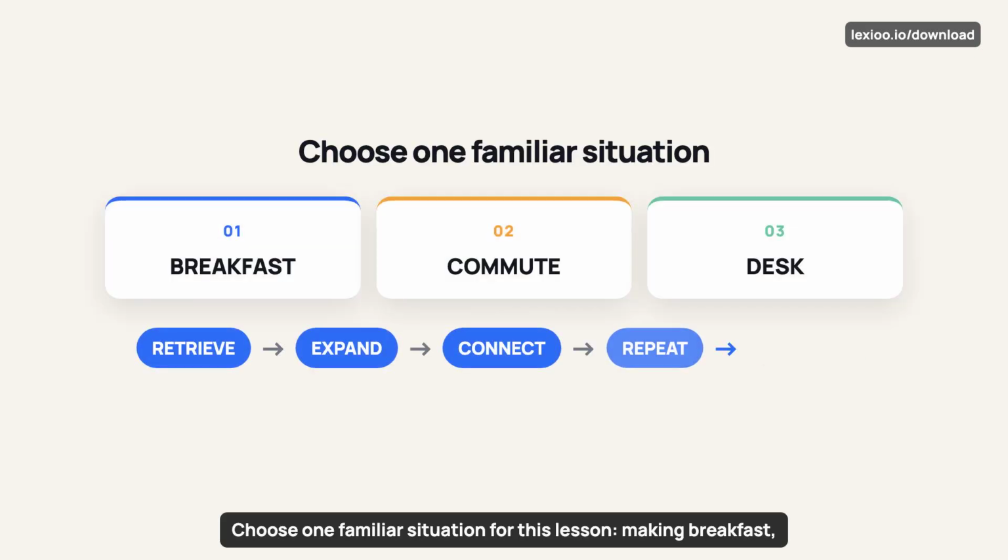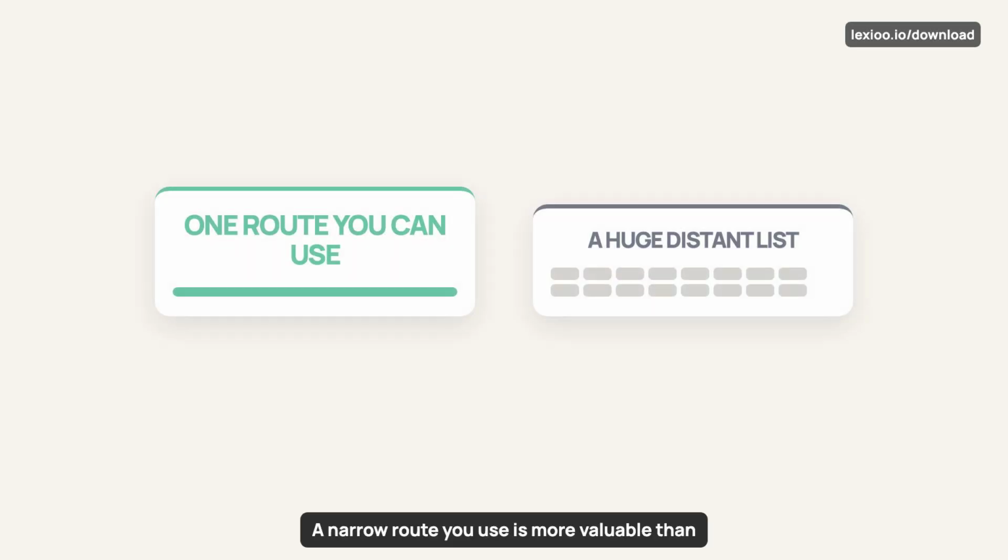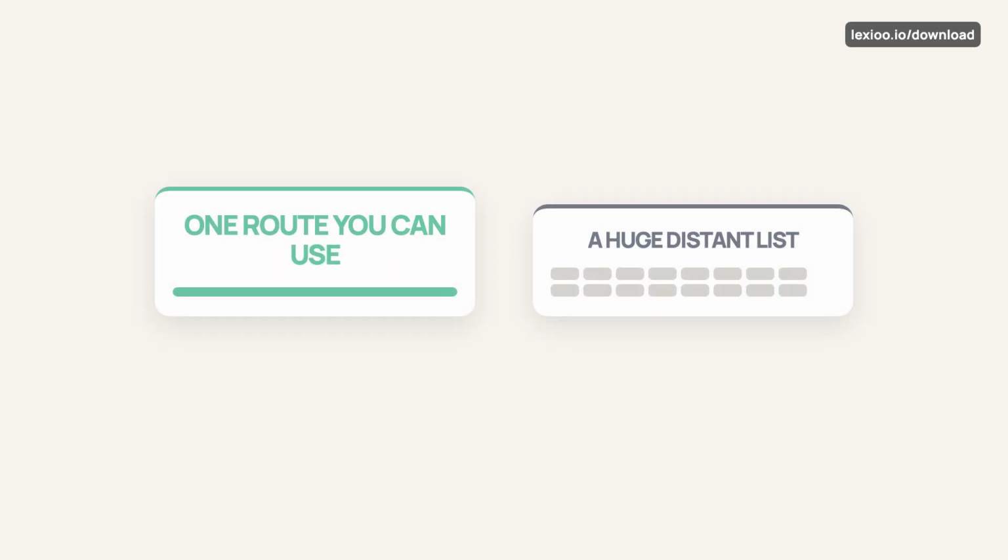Choose one familiar situation for this lesson: making breakfast, traveling to work, or sitting at your desk. Keep that one scene in mind. We will use 5 steps: retrieve, expand, connect, repeat, and transfer. A narrow route you use is more valuable than a huge vocabulary list you cannot reach while speaking.